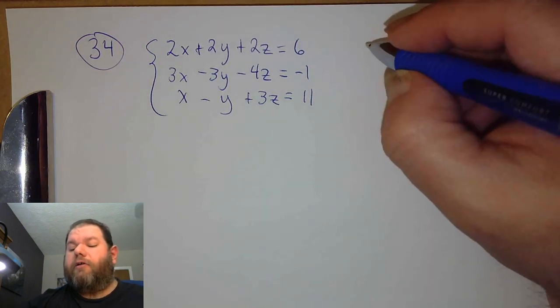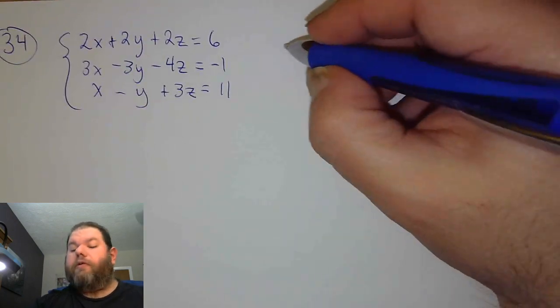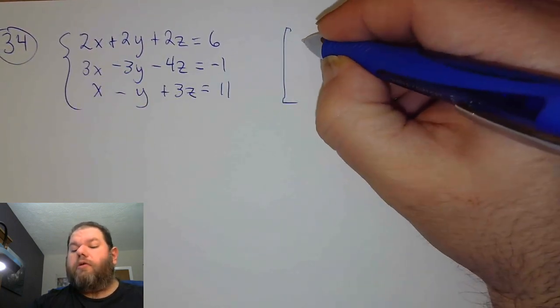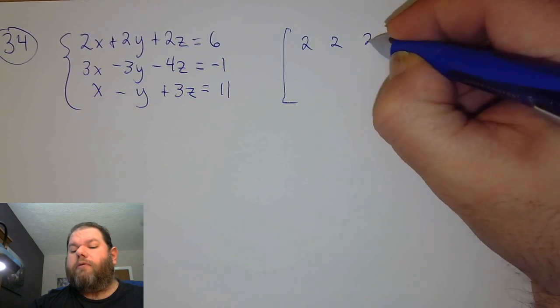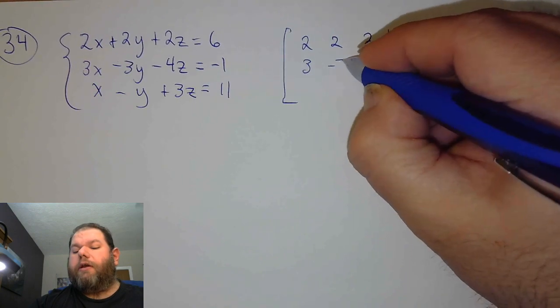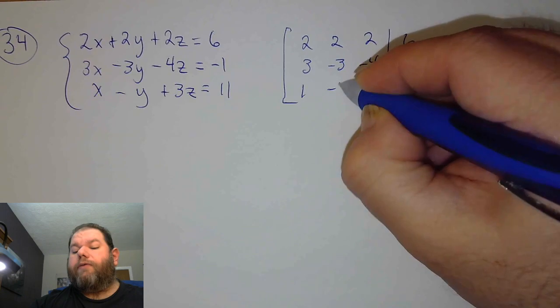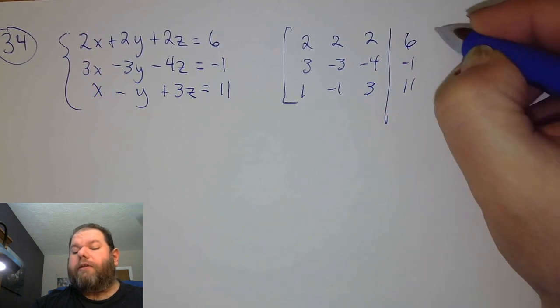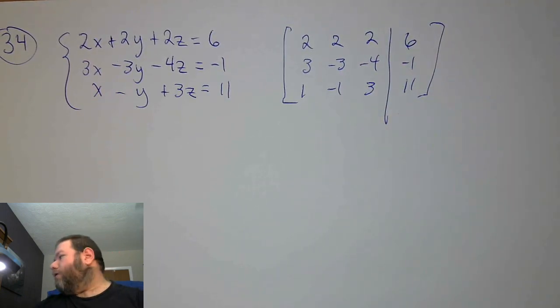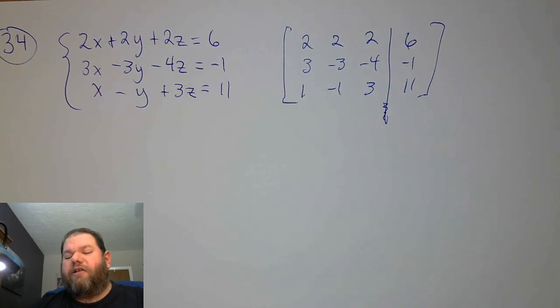Alright, so we make our matrix first. 2, 2, 2, 6, 3, negative 3, negative 4, negative 1, 1, negative 1, 3, and 11. So that's our matrix. Again, the first thing we want to do is get a 1 in the upper left.